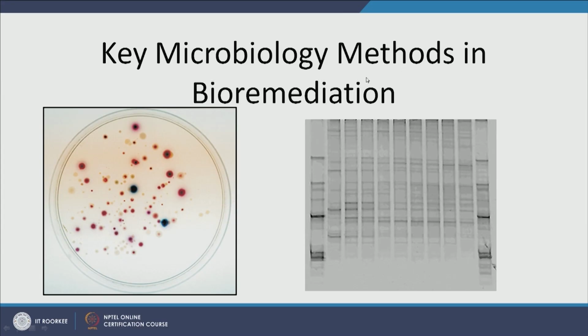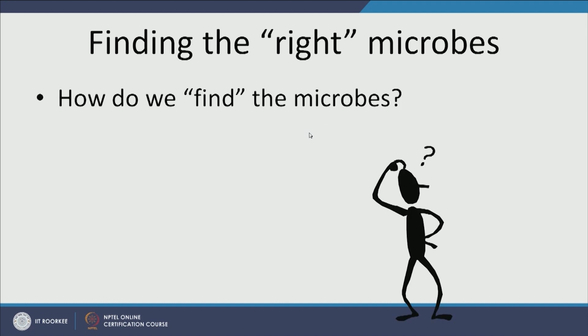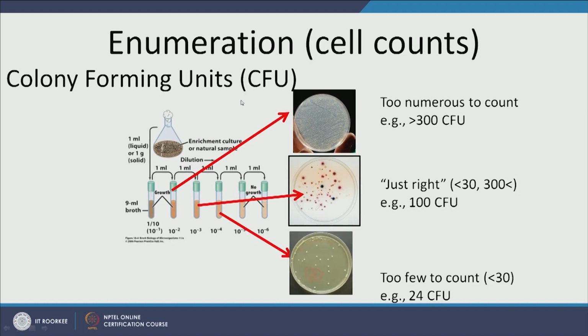Okay, so what we have been talking about since the last lecture are the key microbial methods used in environmental problems such as bioremediation. So the question is, how do we find the right microbes? We talked about most probable number in the last lecture, and today let's talk about colony forming units.